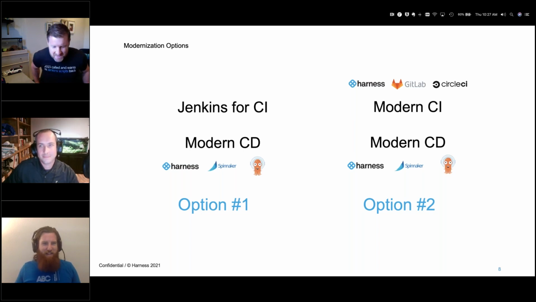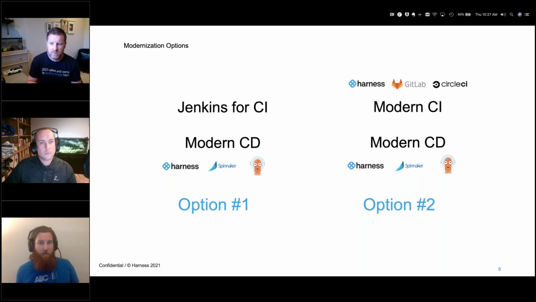Anytime you're trying to make something HA and resilient that was built when those were not major concerns in the industry is going to be a challenge. And the way that you achieve that is going to highly depend on your infrastructure and its capabilities.